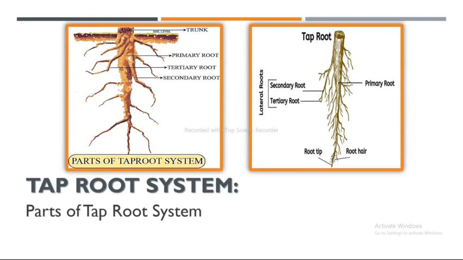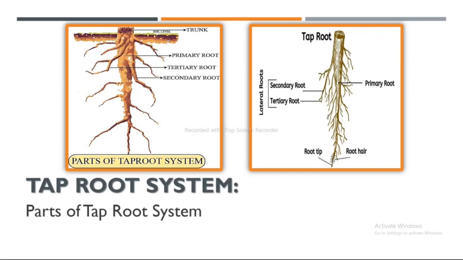Taproot system. The parts of the taproot system. First, you can see that this is the trunk. This is soil level, and below the soil level, the roots start. First is the primary root, which branches off to produce the secondary root. The secondary root branches off to produce the tertiary root.